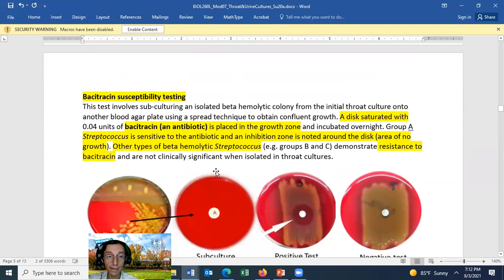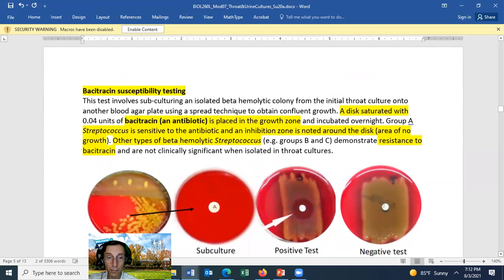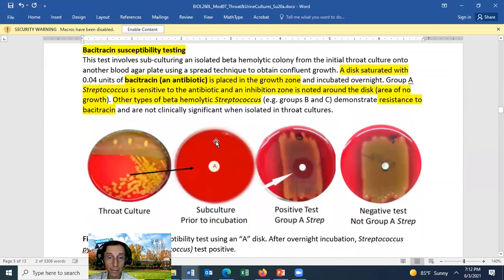And then we do the bacitracin susceptibility testing. You plate the bacteria over the plate. So this whole region has been given the bacteria. And then you put a disc containing bacitracin, that's an antibiotic, on the growth. And if you get a clear zone of inhibition where the bacteria cannot grow, and the zone is large enough, we're not going to talk about that here, but we will later, then it's susceptible to bacitracin. The Streptococcus pyogenes is susceptible to bacitracin.